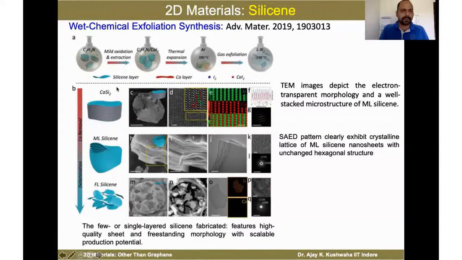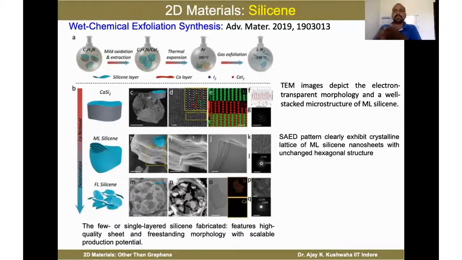We have the CaSi2 material, the SEM looks like this, figure C. D shows the atomic alignment of silicon and Ca, so that's why they have given two different colors. The color red is Ca, the color green is silicon. So you can see the sequential green, red. Even this Fourier transform shows a similar pattern. They have a layer by layer structure, one atom of silicon, then one atom of Ca, then silicon, then Ca, then silicon. So this structure is there.